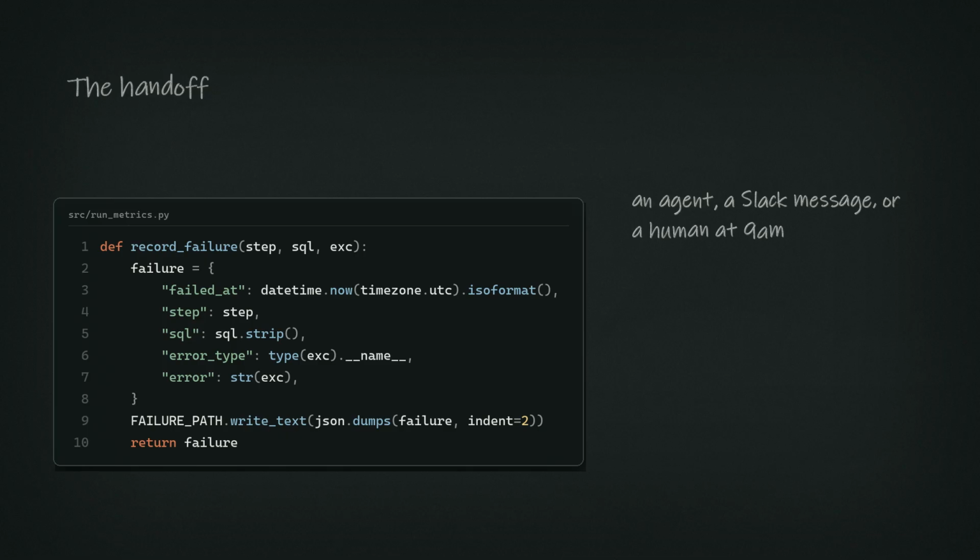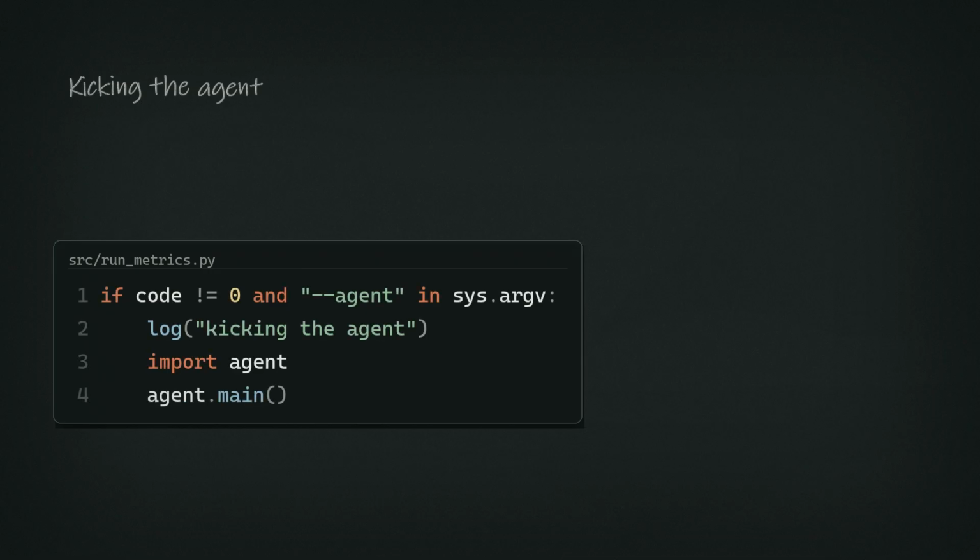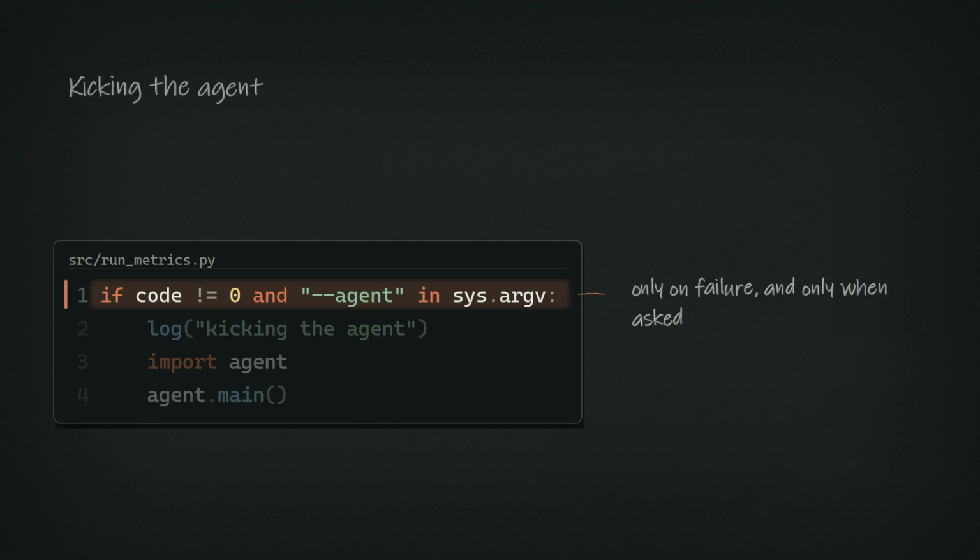Right at the bottom, the agent gets called, and only under 2 conditions. Only if the job actually failed, and only if you passed the --agent flag. A scheduled job that calls a paid model on every successful run is a bill for nothing.